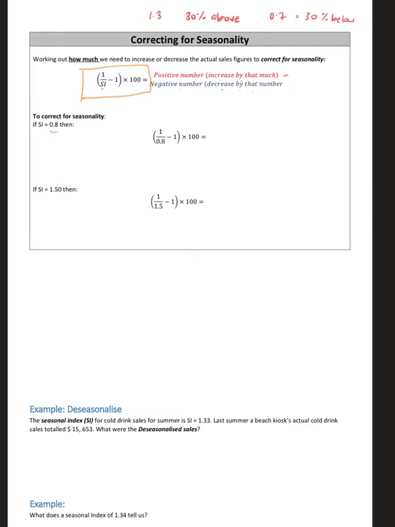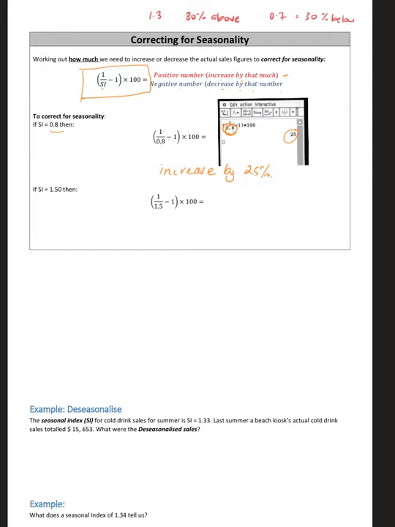For example, for the 0.8 that we did before, if you put in your calculator 1 divided by 0.8, minus 1, times 100, what do you get? Okay, so I've just added in a little calculator grab here. As you can see, I've gone 1 over 0.8, which is the seasonal index, minus 1, and I've put that in brackets, times 100, and I get 25. It's a positive number, so I'm going to increase by 25%. So I have to increase this seasonal index by 25% of itself to bring it back to 1.